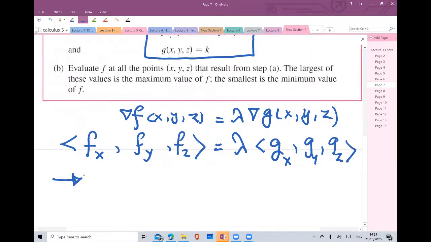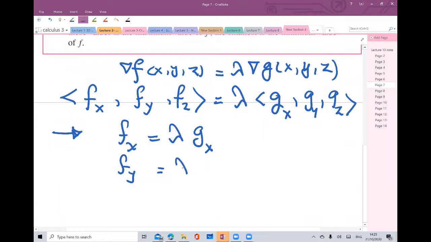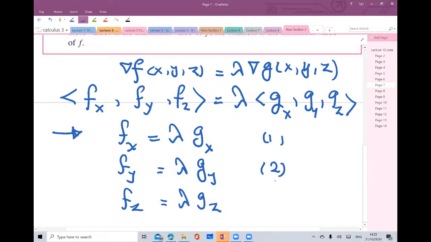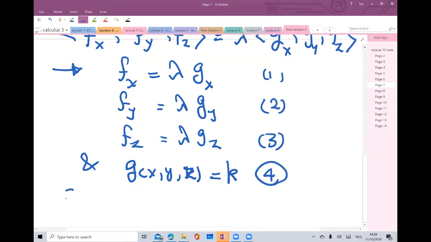Actually it is equivalent to 3 scalar equations. I'm going to equate corresponding components. That is, partial f partial x equals lambda g x; equate the y's, that gives me f y equals lambda g y; equate the z's, so f z equals lambda g z. How many equations did this vector equation give me? It gave me 3 equations. I have 4 unknowns x, y, z and lambda, and in addition the constraint equation g of x, y, z equals k. Okay? So I can solve for x, y, z.